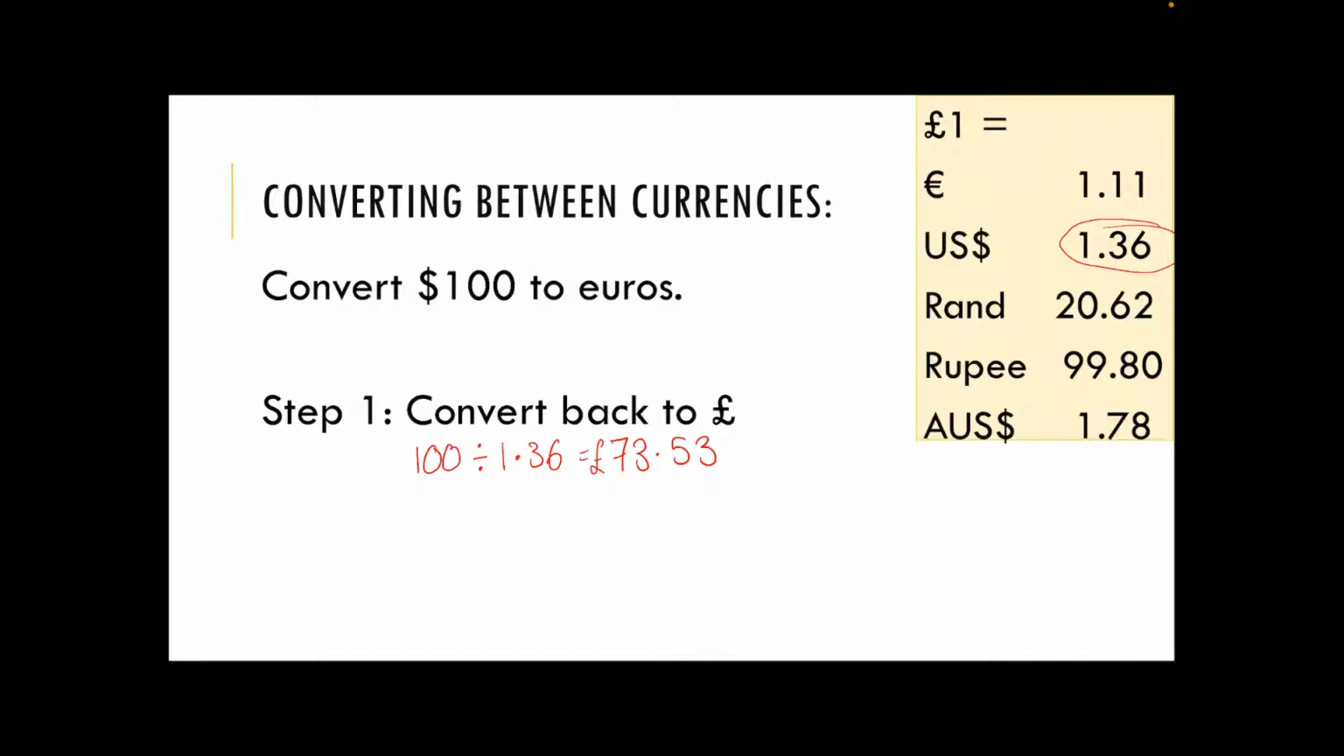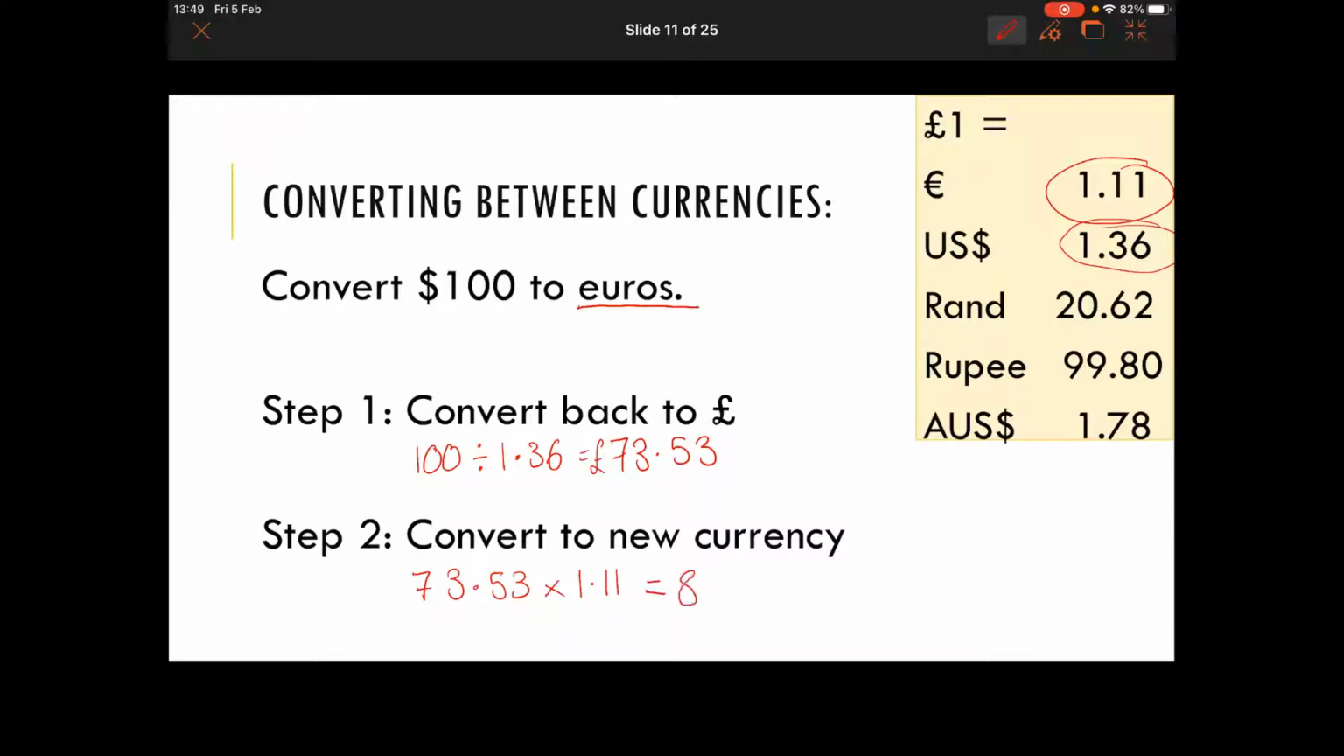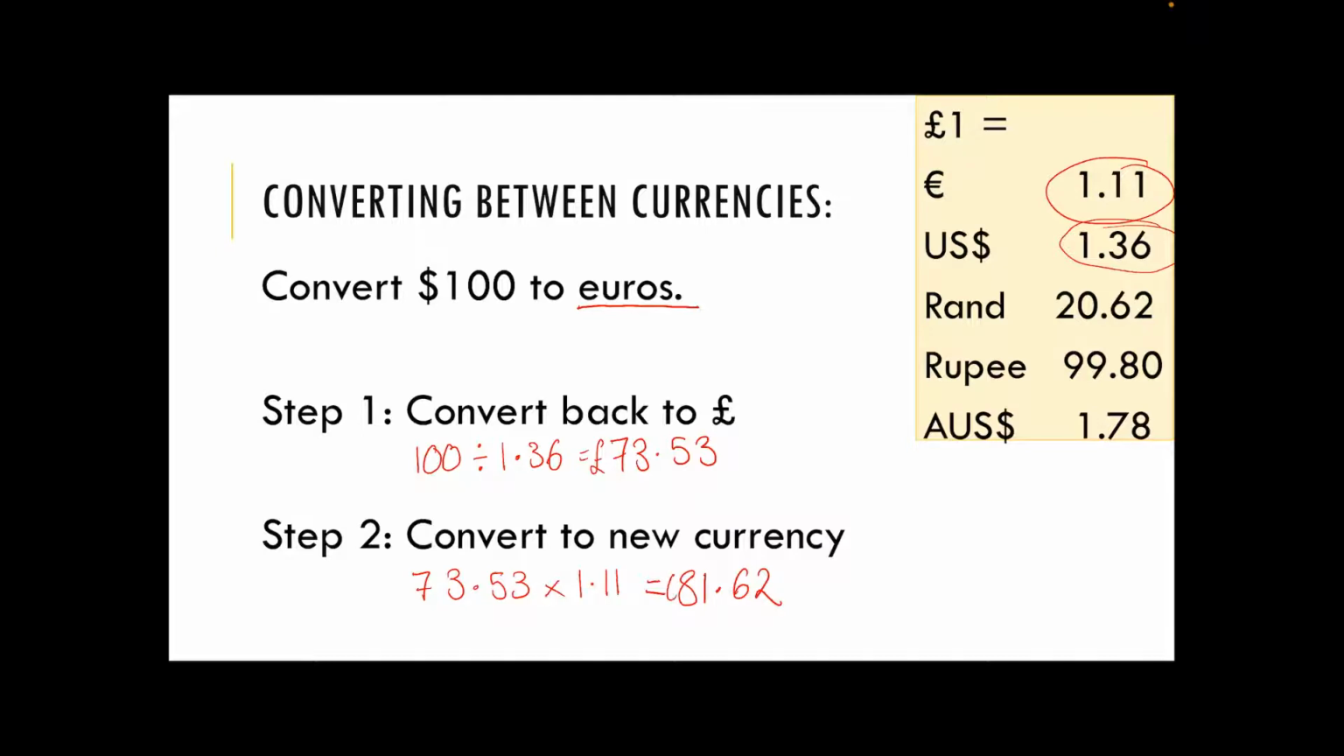But it wasn't pounds we wanted to convert to, it was euros. So now we can go for step number 2, convert to our new currency. So in this case, it is euros. So I'm going to have my new answer, the 73.53. We are going to multiply it by 1.11. So that gives us 81.62 because the 8 tells us to round that one up to 2. And I need to fit my euro symbol in, and that is our final answer.